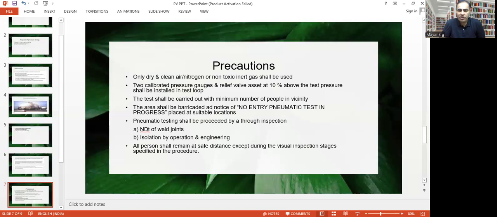Pneumatic test should be followed by NDT inspection of the weld joint. It is very important to carry out the NDT inspection for the weld joint because during pressure testing there are chances that some of the welds may have certain defects. Then isolation should be done by the operation and the engineering team. All persons shall remain at a safe distance. This we covered in the previous point.